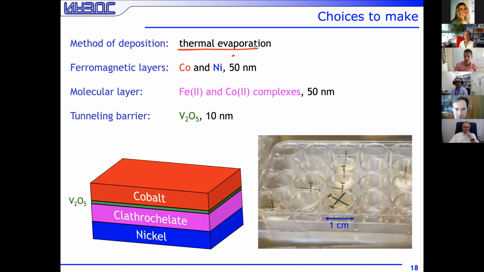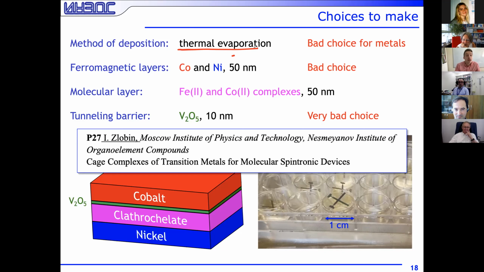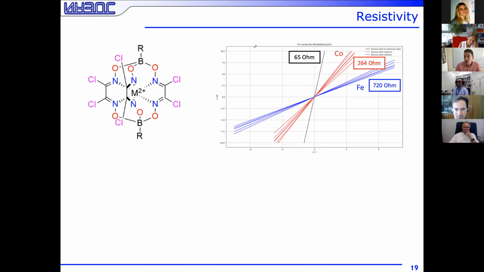And we first discovered that thermal evaporation is actually not the best choice for spintronics, that the cobalt and nickel pair is not a good idea for spintronics, and vanadium oxide was an extremely bad idea to use, and I will show you why. If you want to know some details, tomorrow evening during the poster session, Ivan Zlobin presents his poster where he will describe it in more detail.